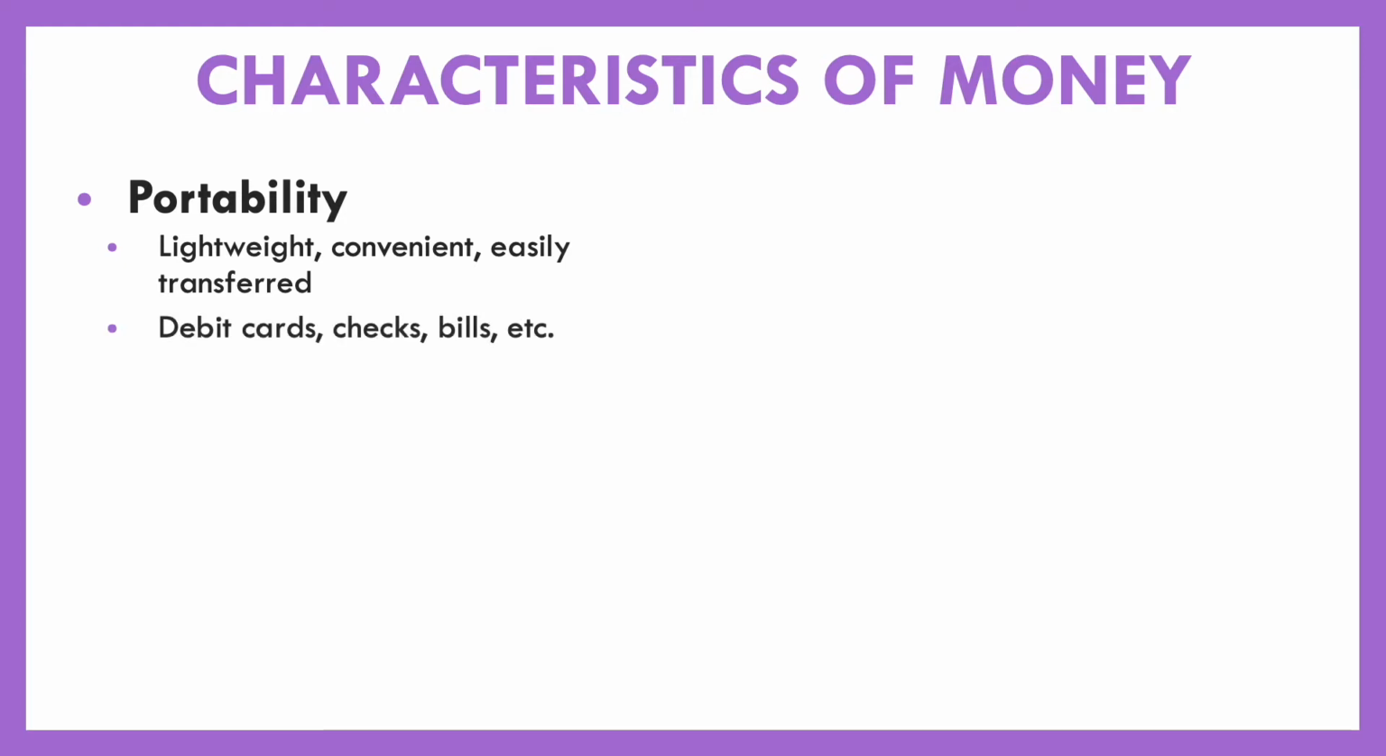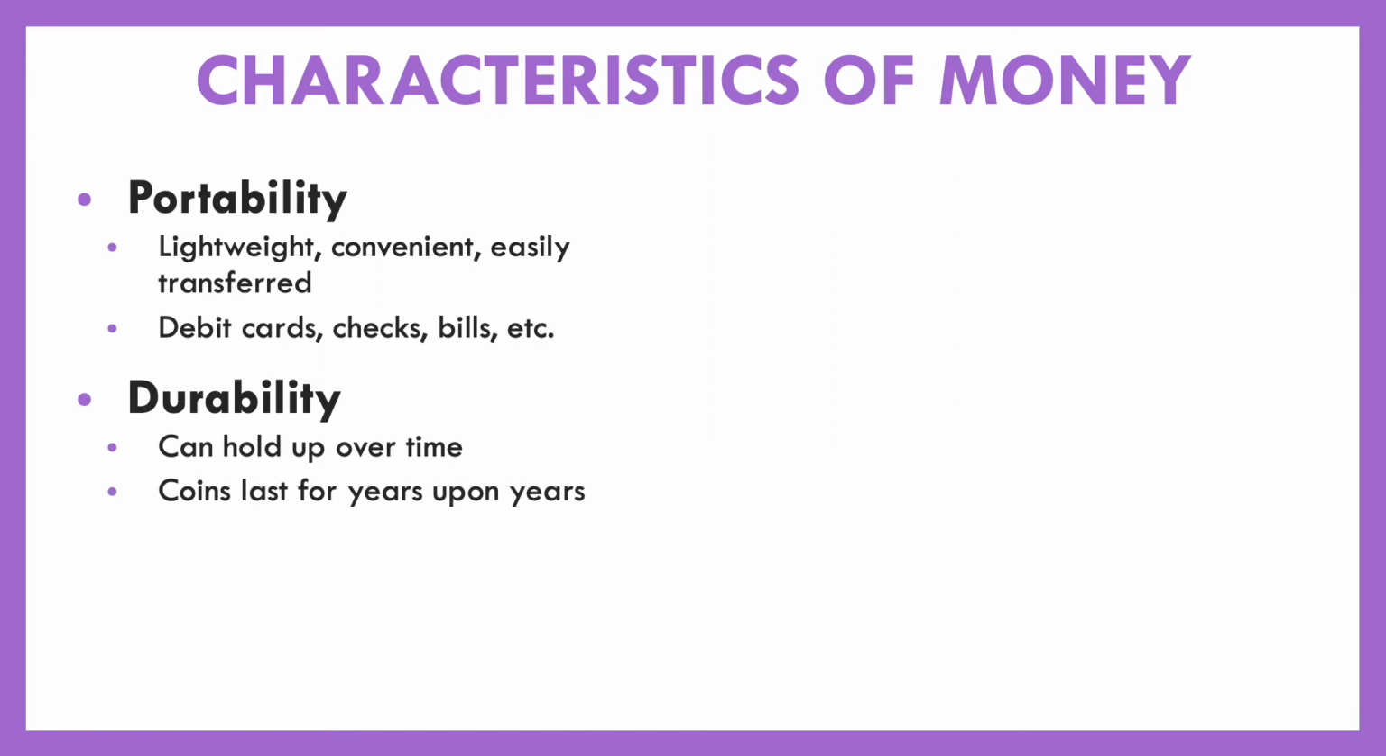And nowadays too, money is on debit cards or in paper bills. It's very light. We can carry it around. I can put it in my wallet, fold it up, put it in my back pocket, and I hardly notice it's there. Money is also incredibly durable. It can hold up over time. If you look at some of the coins you have on you, they have years on there that are way older than you are because they can hold up over time.